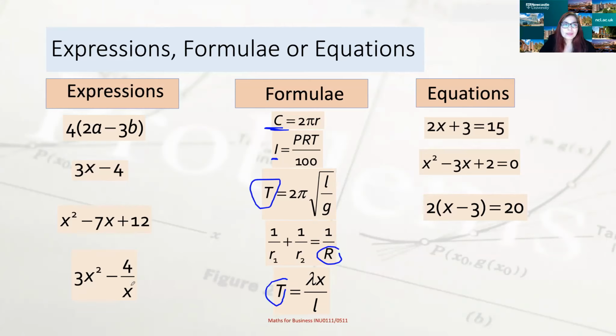So these are all your expressions, and there is your equation. Look at that, equations have an equal to sign. Please be careful. Expressions do not have an equal to sign. That's the difference between an expression and an equation.